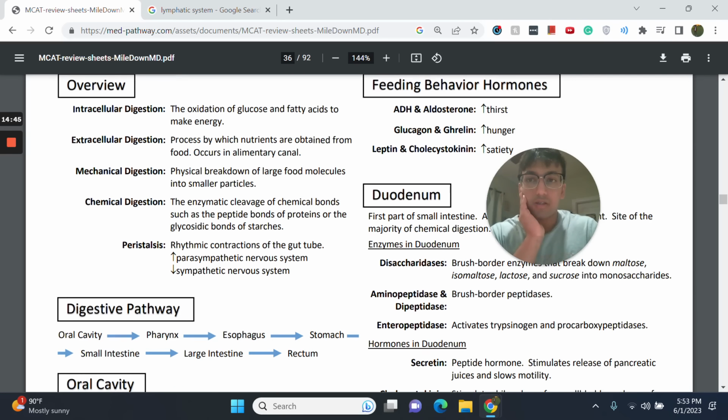Mechanical digestion is different from chemical digestion. Chemical digestion is like you're cleaving bonds within a peptide or protein or glycogen. Mechanical digestion is when you're physically breaking your large food molecules into smaller food molecules. So when you're crunching a piece of broccoli, that's mechanical digestion.